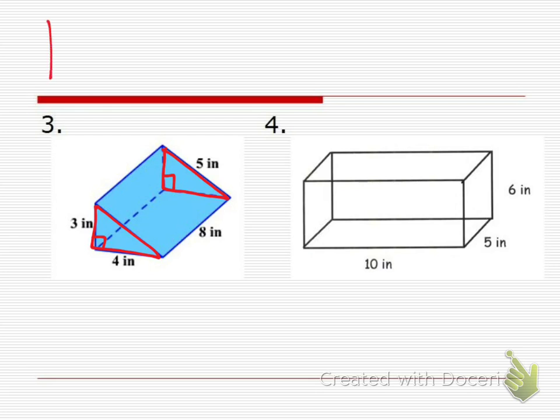So if I'm just drawing one of my bases off to the side so that I can label it, what am I going to label the hypotenuse? 5, and my legs? 3 and 4. Are we all okay with just labeling a diagram of our base?